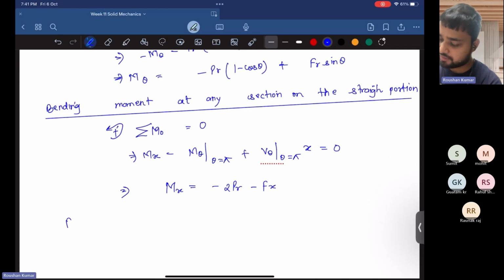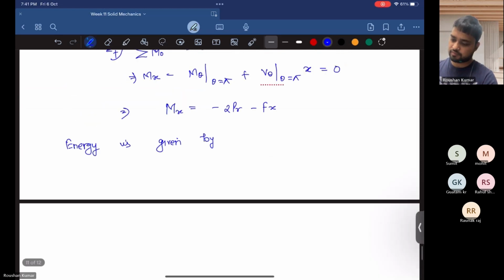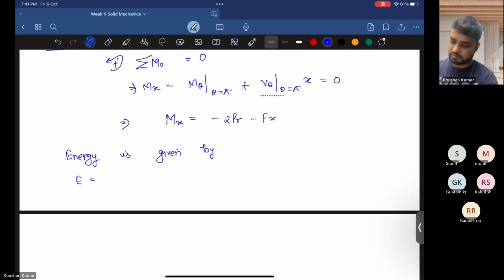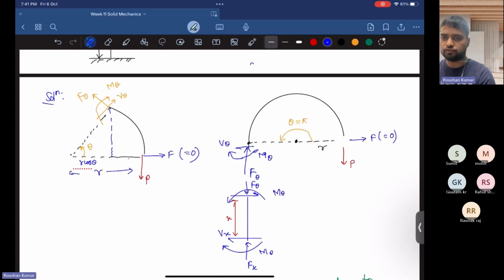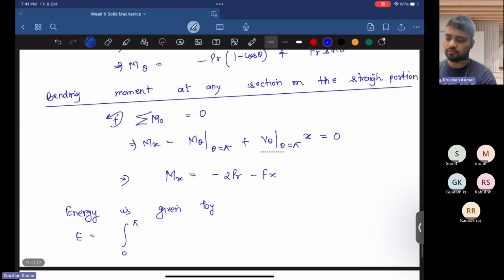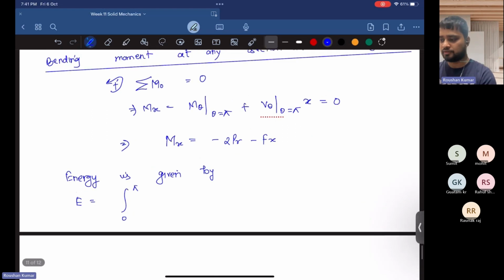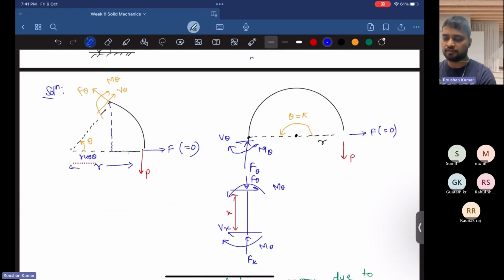Now the energy is given by an integral over 0 to pi, because the curved portion is only a semicircle, and then from 0 to L. We have a straight beam. If we break the beam into two parts, we have a curved beam of semicircular type, so we take the integration over 0 to pi, and after that we take the integration over 0 to L.